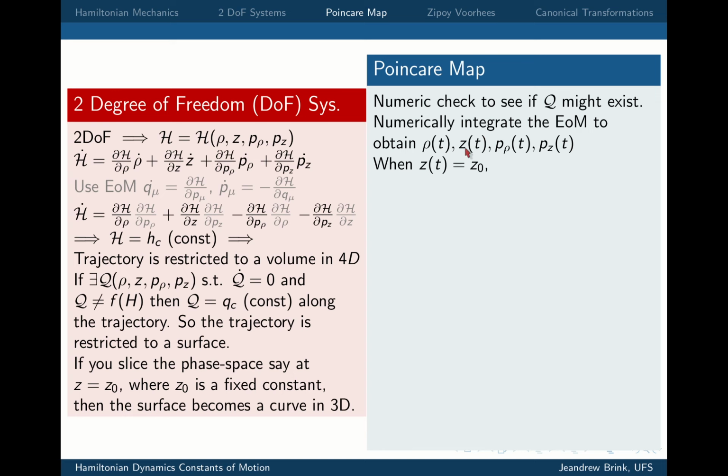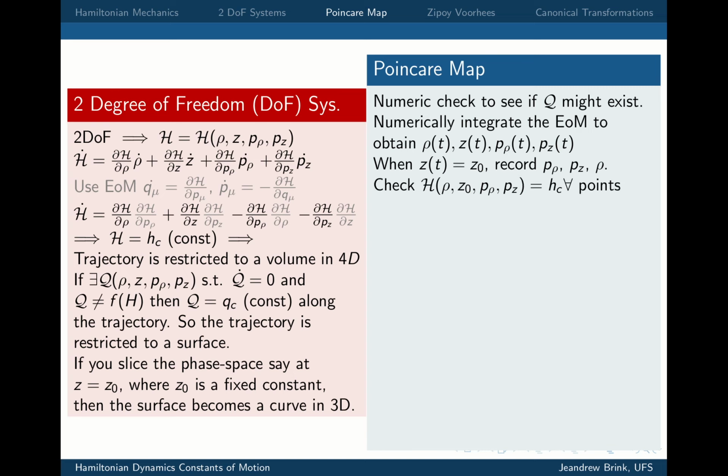Okay, so anyway, you integrate it and you get them as a function of parameter tau. Then I've basically got vectors of all these things. I'm going to look at the z vector, and I'm going to find every single point at which z of t equals a constant. I'm going to throw away all the rest, and keep those points for parameter tau where z equals z0, and I'm going to keep the other values. So I'm going to record p rho, pz, and rho over there.